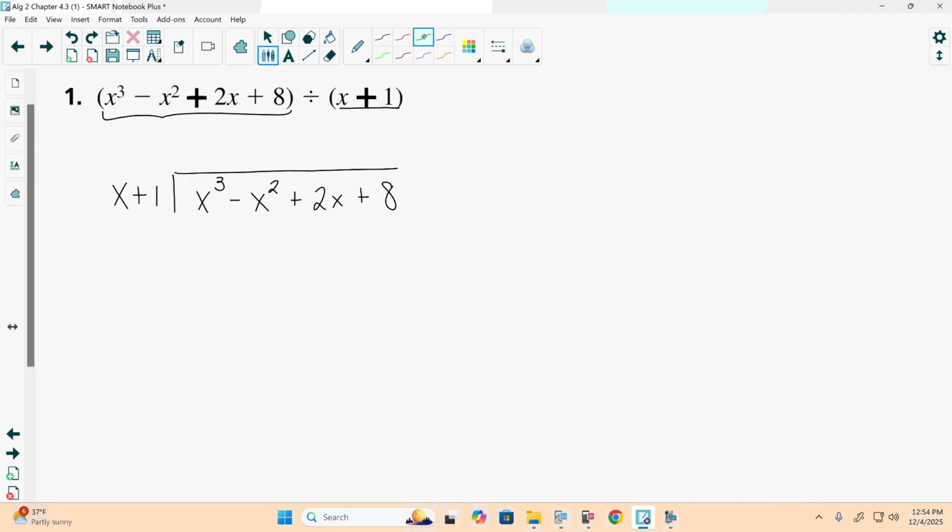I looked into it this morning. I think this is a great way to do it: we take the biggest term inside and divide it by the biggest term outside. So the biggest term inside right now is x cubed, the biggest term outside is x. So what is x cubed divided by x? It would be x squared. And that's our first part of the answer, because what times x is x cubed? Well, that would be x squared, because x squared times x is indeed x cubed.